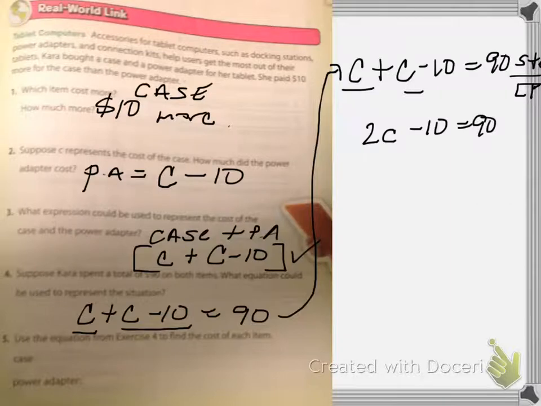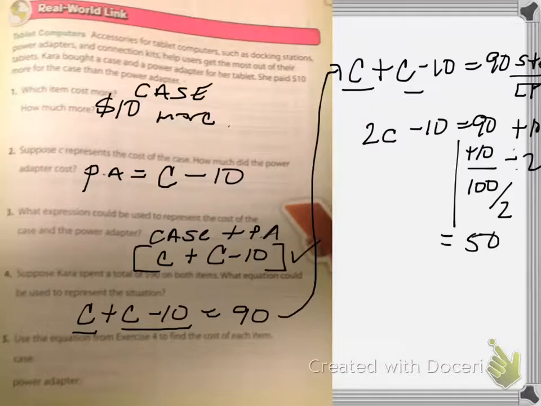Now I can add 10 on both sides. So I'm going to use symbols because I can't fit all that, and then divide by 2. So if I add 10, that's going to be 100. Divide that by 2, that's going to be 50. So that means the cost of the case is $50.